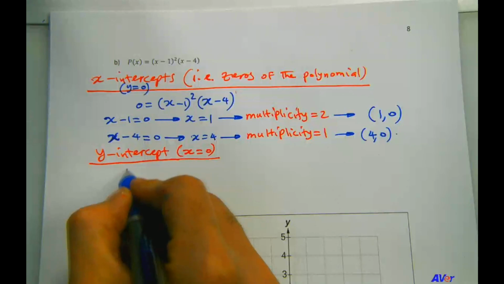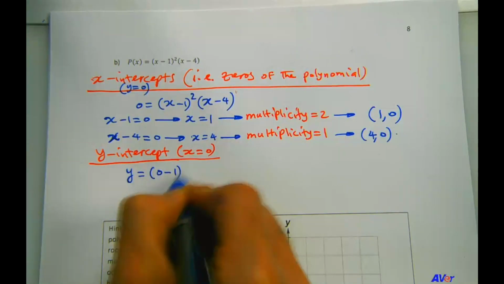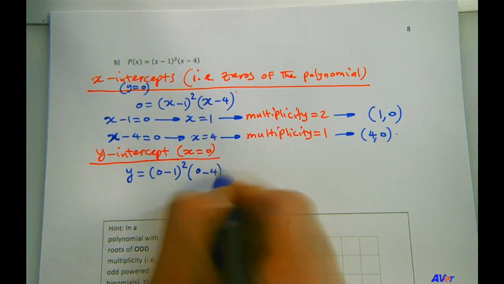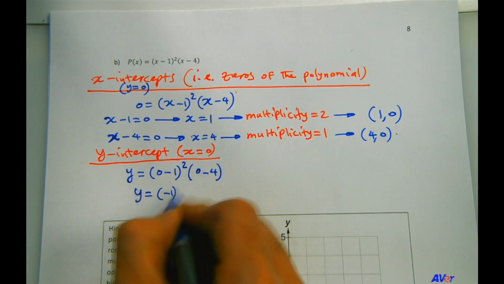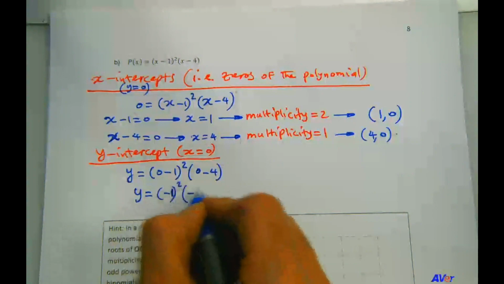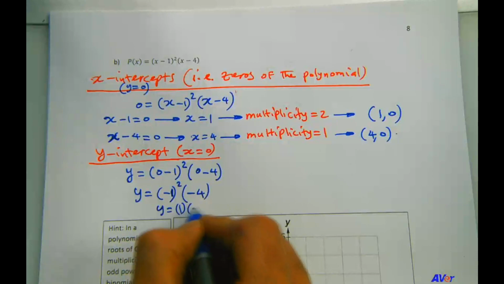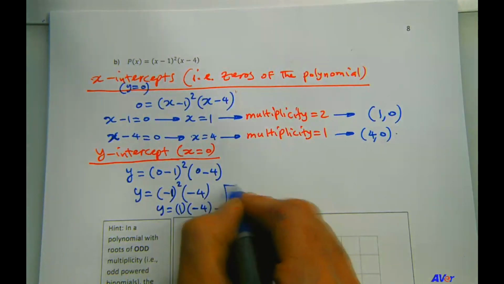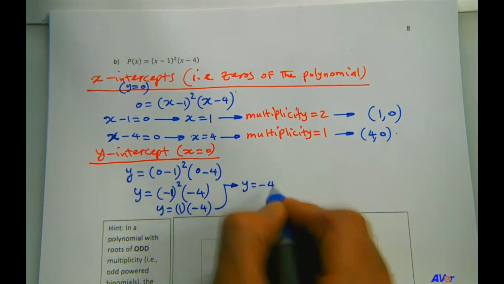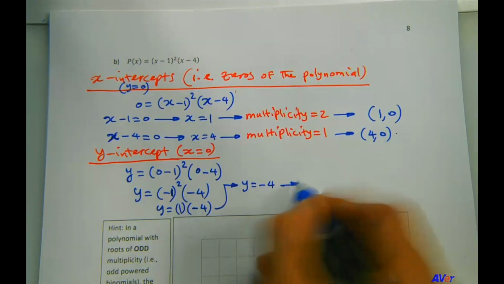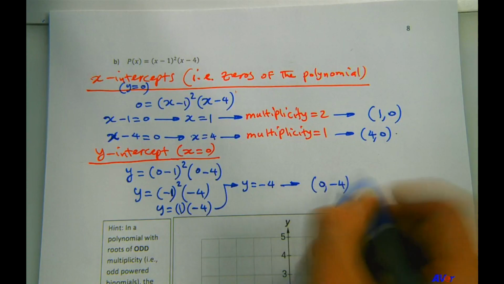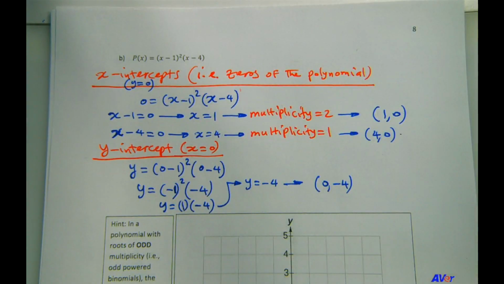so here we have y equals (0 minus 1) squared times (0 minus 4), y equals minus 1 squared times minus 4. So y equals minus 1 squared is positive 1 times minus 4. And so we have y equals minus 4, which is 0 comma negative 4. So this y-intercept does not have any multiplicity. Multiplicity is only associated with the zeros of a polynomial, not with the y-intercept.